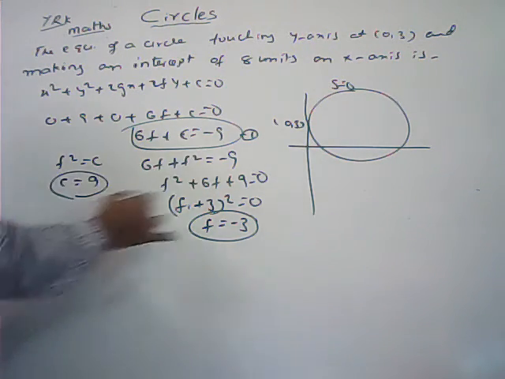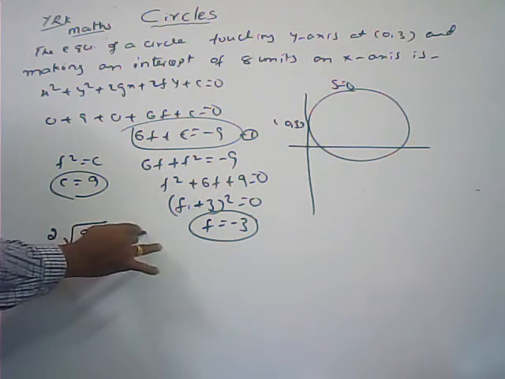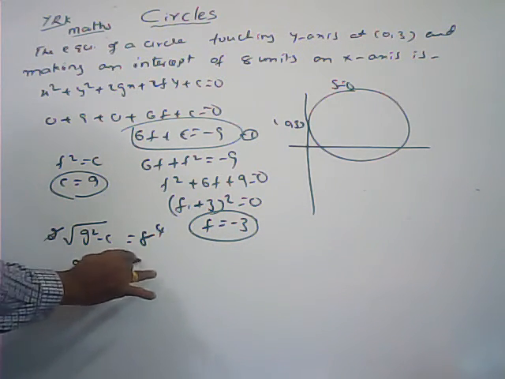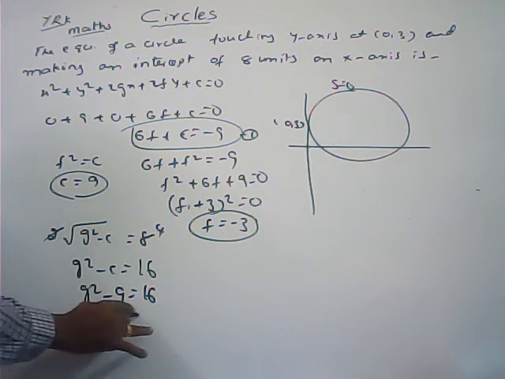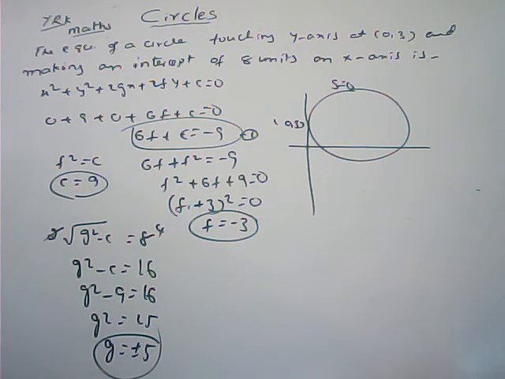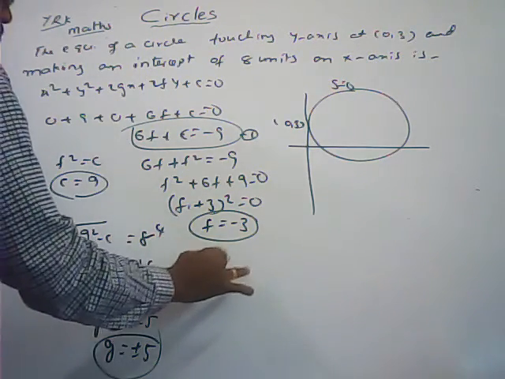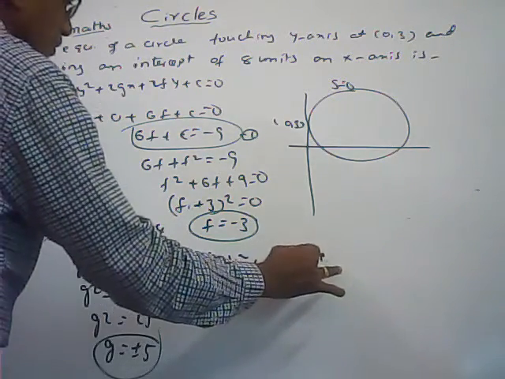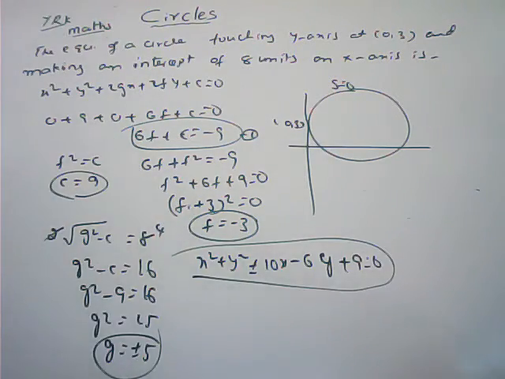And one more thing, the length of the x-intercept is given, that is 8 units. 2√(g² - c) = 8, so g² - c = 16. With c = 9, g² = 25, so g = ±5. So here we got all three unknown terms. You can substitute them in the circle equation: x² + y² ± 10x - 6y + 9 = 0. This is the required equation of the circle.